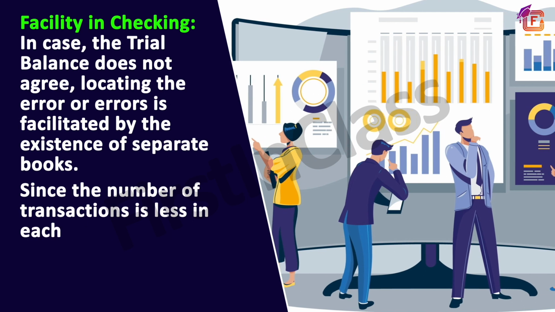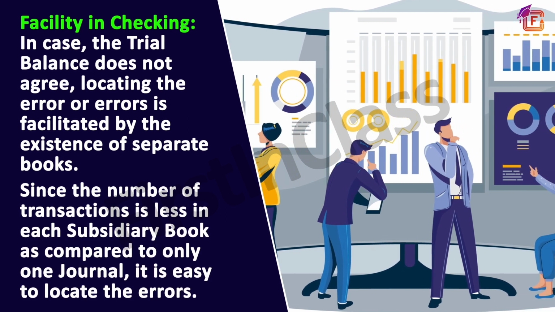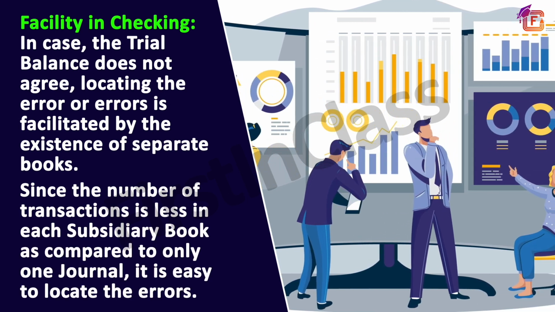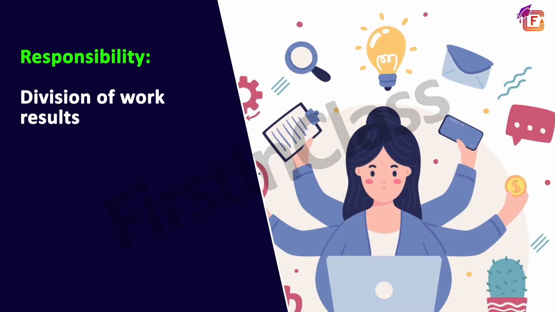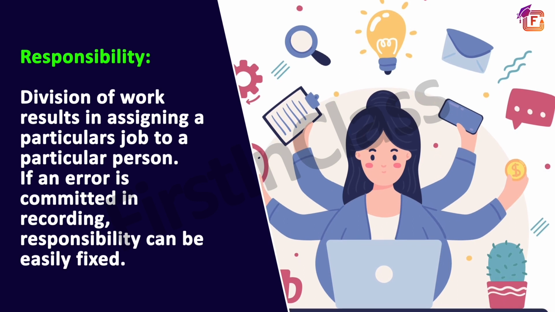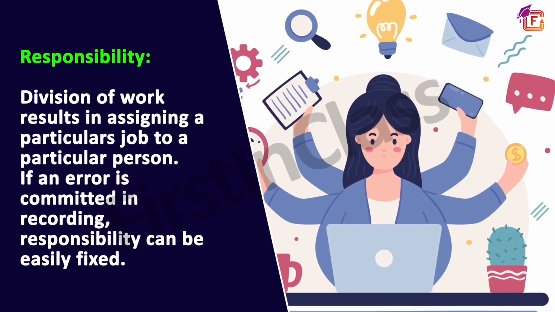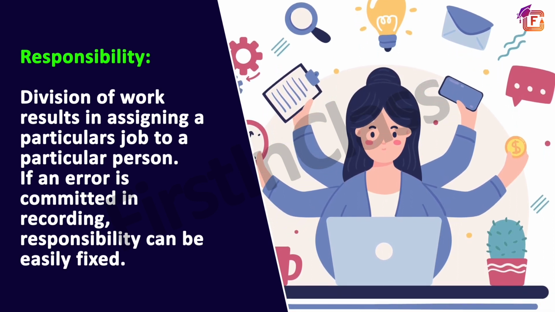Facility in checking. In case the trial balance does not agree, locating the error or errors is facilitated by the existence of separate books. Since the number of transactions is less in each subsidiary book as compared to only one journal, it is easy to locate the errors. Responsibility. Division of work results in assigning a particular job to a particular person. If an error is committed in recording, responsibility can be easily fixed.